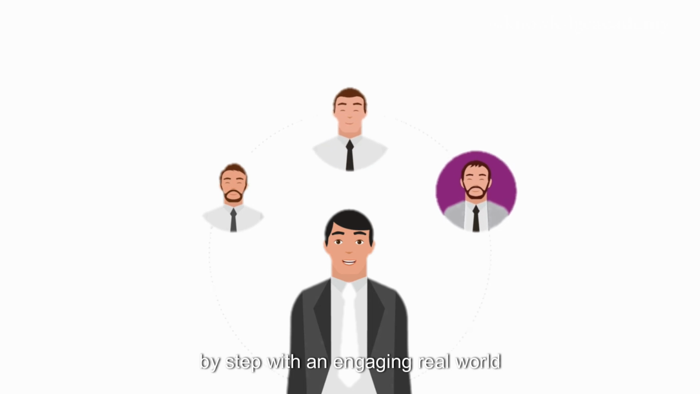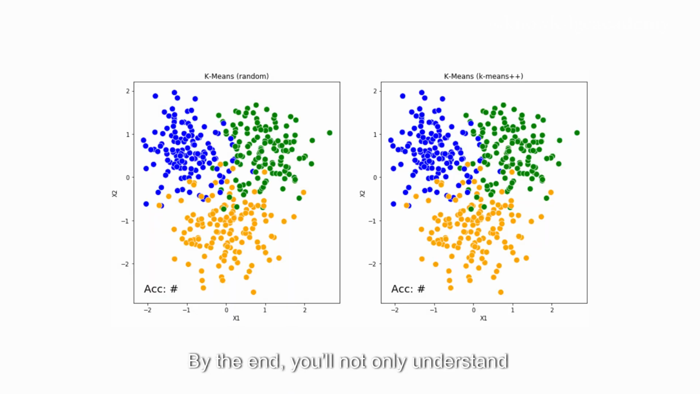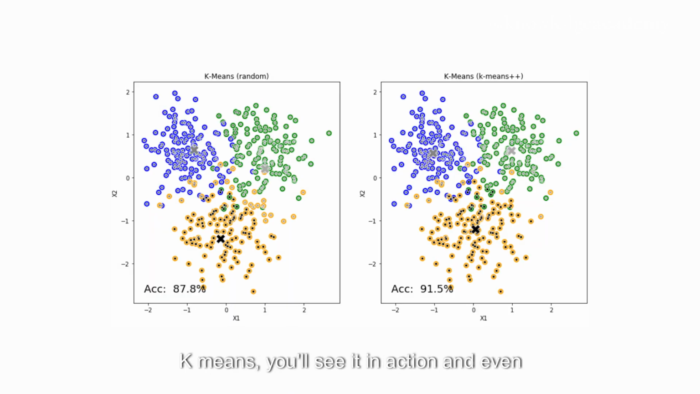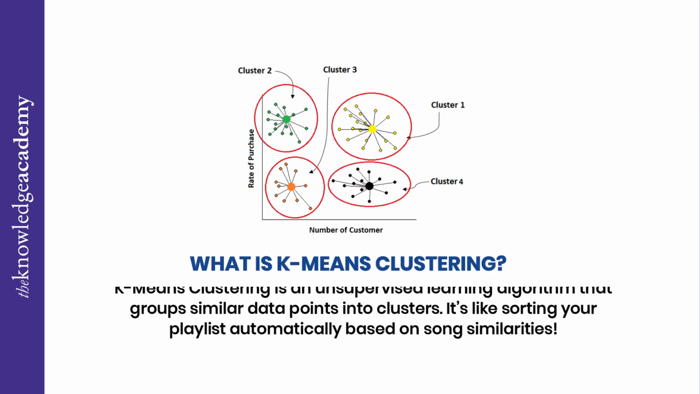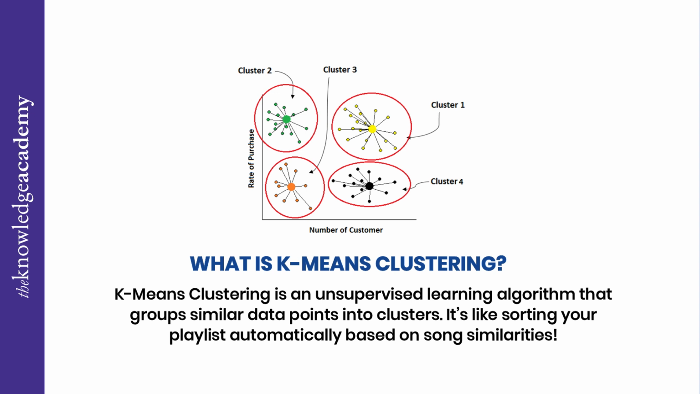break it down, step by step, with an engaging real-world example. By the end, you'll not only understand K-means, you'll see it in action and even implement it yourself. Let's start with the basics. K-means clustering is an unsupervised learning algorithm that groups similar data points into clusters. It's like sorting your playlist automatically based on song similarities.